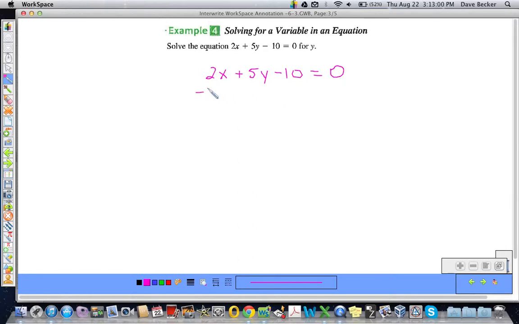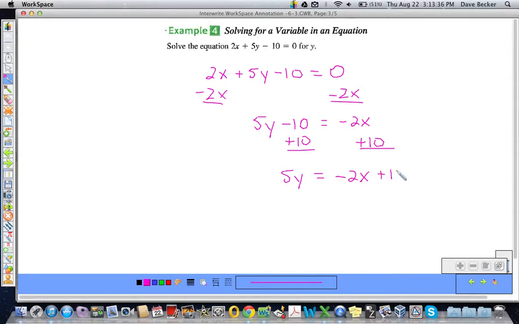So I am going to subtract 2x from both sides of the equation, and so then I have 5y minus 10 equals negative 2x. And then I'm going to add 10, because remember, I'm going to get rid of everything on the side of the equation with the y. And so now I have 5y equals, and I can't combine these because this has a variable and this is just a number, so there's nothing I can do with them. So that's negative 2x plus 10.